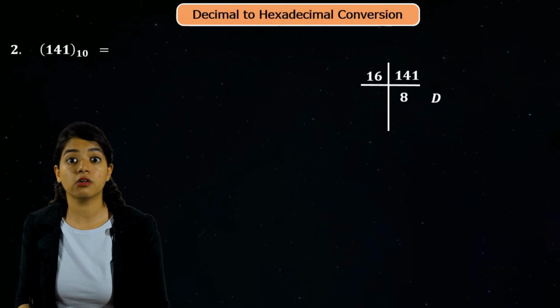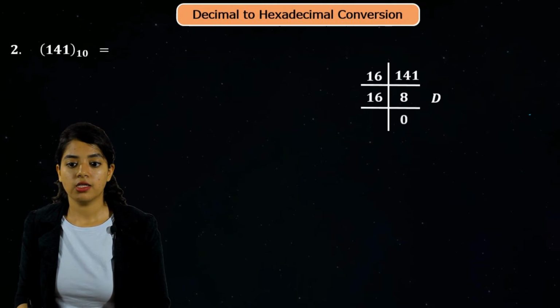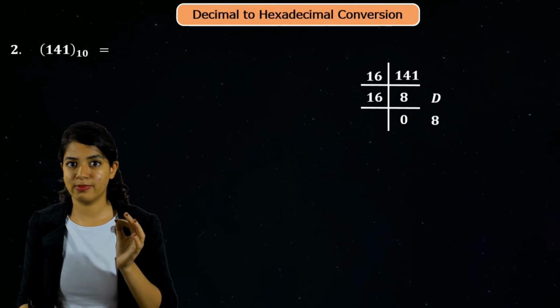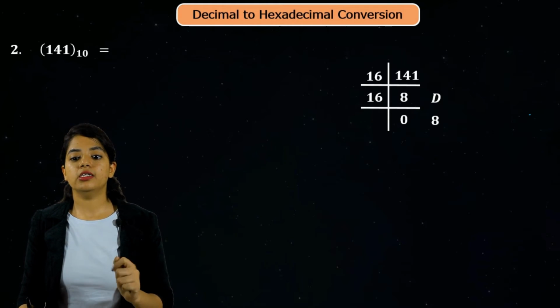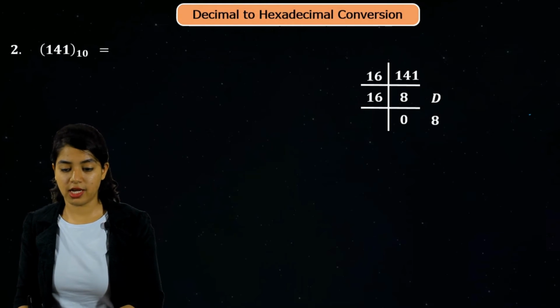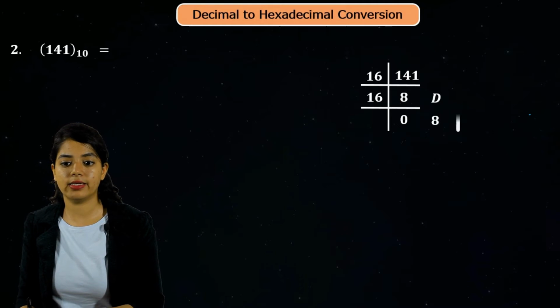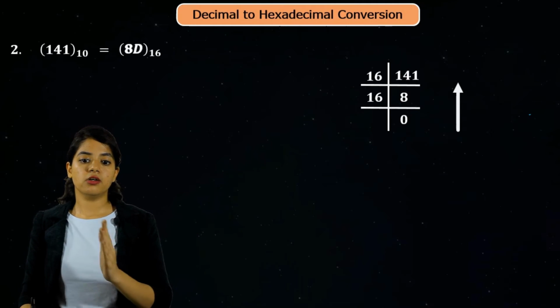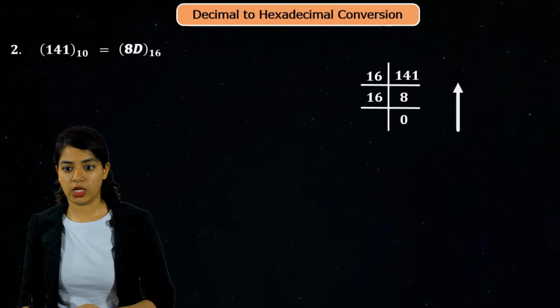D is nothing but 13. We are getting the remainder 13, so we have written D here. 13 is represented as D in hexadecimal. You know that already, right? And then we are getting the remainder as 8. So we will consider this 8 and D. So 8D is a representation of 141.